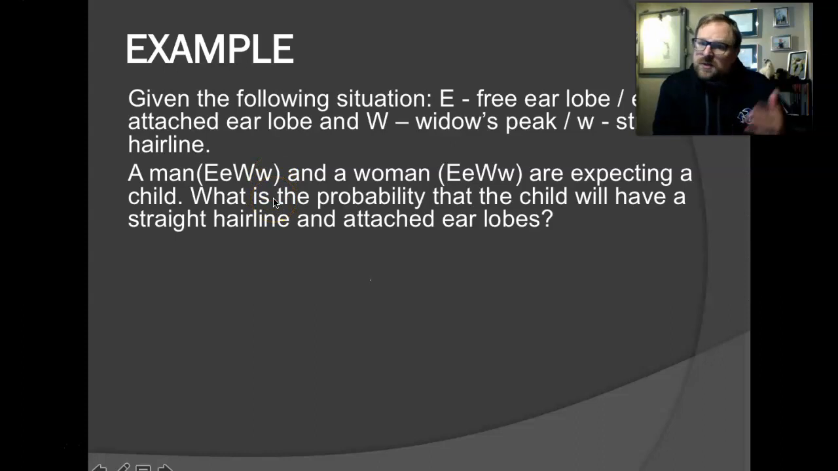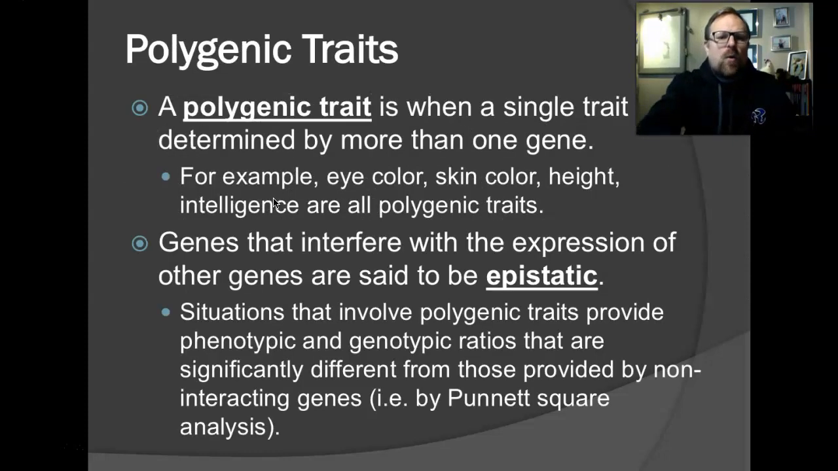You'll set up the Punnett square like we did in the example just a couple slides ago, and you're going to end up with that 9 to 3 to 3 to 1 ratio. 9 being dominant for both traits, 3 being dominant recessive, then recessive dominant, and then the 1 being recessive for both. I want to talk about one last thing here, and then I'm going to wrap it up.